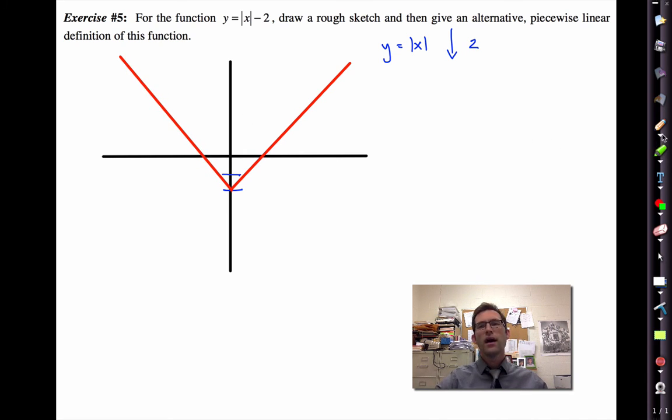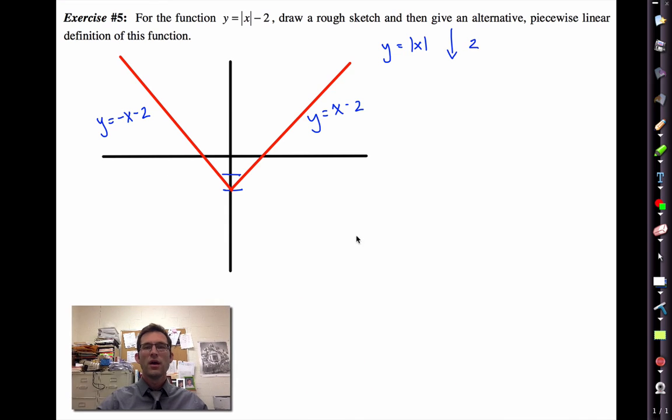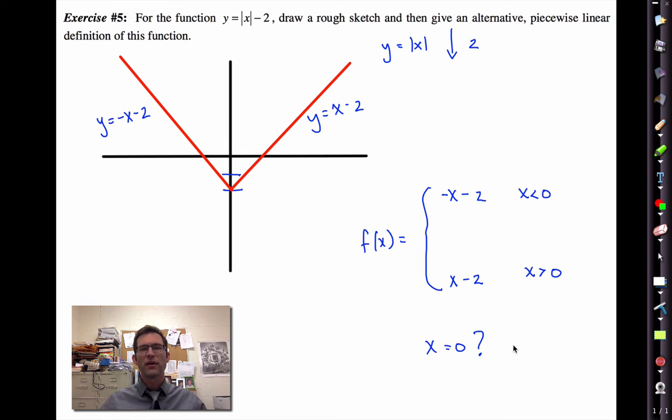Now, what hopefully will make sense to people is that this is simply the line y equals x minus 2, and this is simply the line y equals negative x minus 2, right? Both of them have a y-intercept of negative 2, but this has a slope of 1, and this has a slope of negative 1. So the question now is, how do we write that as a piecewise function? Well, I think that everyone would agree that it's negative x minus 2 when x is less than 0, positive x minus 2 when x is greater than 0. The question is, what do we do when x is equal to 0? Pause the video for a moment and think about that. Where should it go?